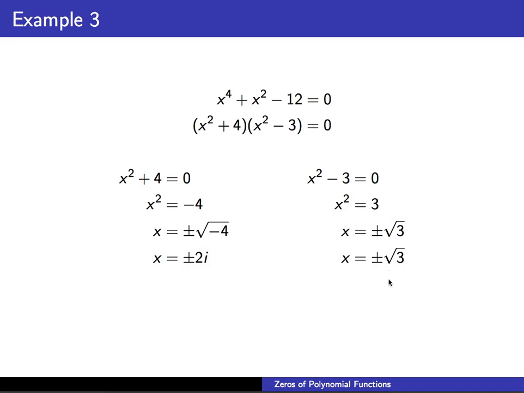So if we list out all of our answers, we get x is 2i, x is negative 2i, x is square root of 3, and x is negative square root of 3. Notice each one of these answers, neither one of them is a rational number. So with solutions to polynomials, one of three things is going to happen. Each solution, each root, each zero is either going to be a rational number, an irrational number, or an imaginary number. So we will see that in the next video as well.